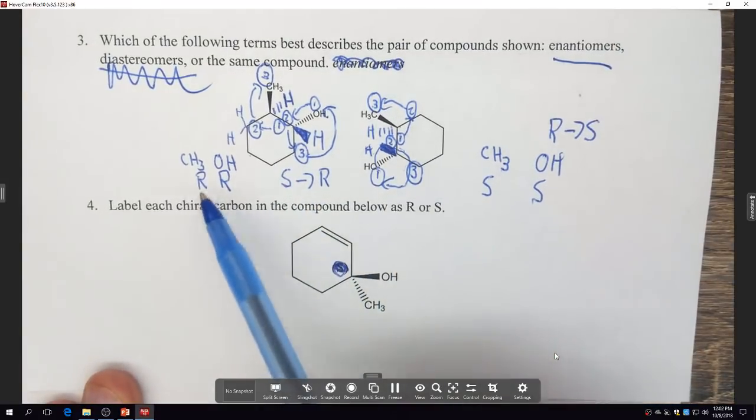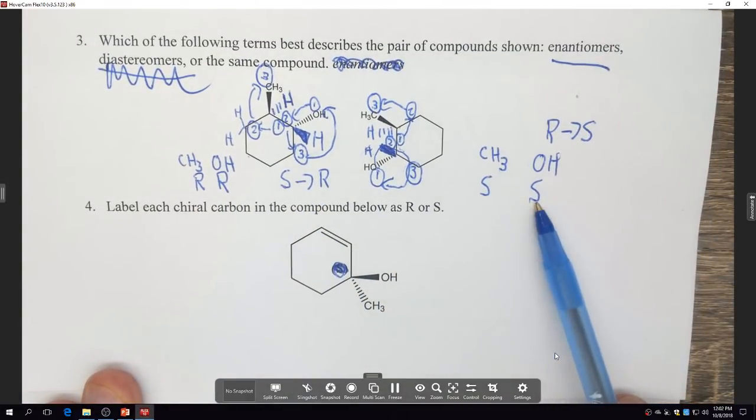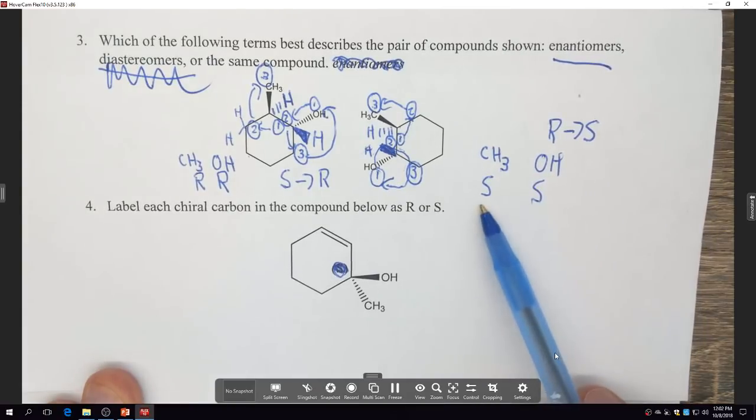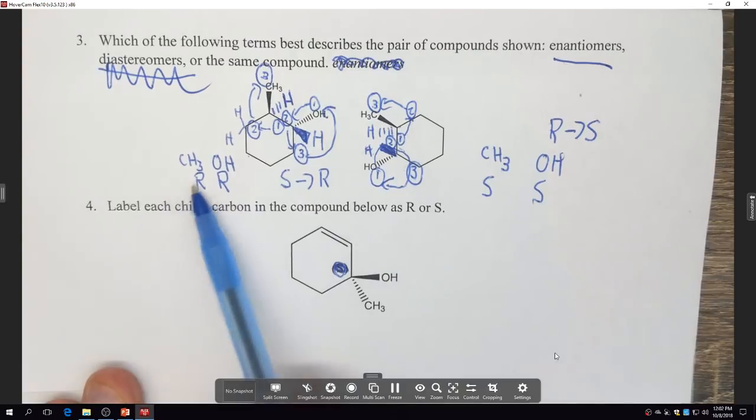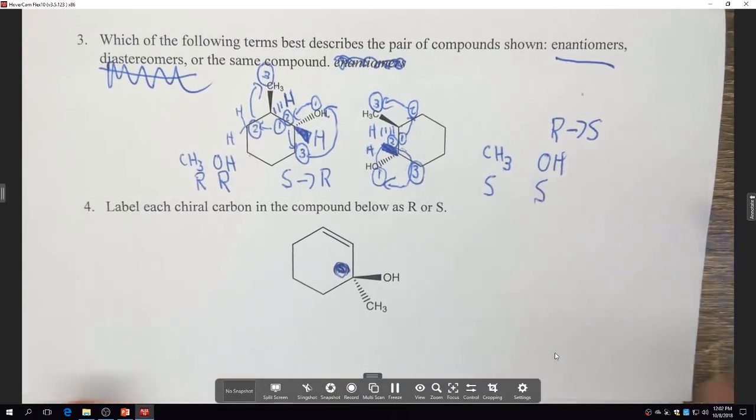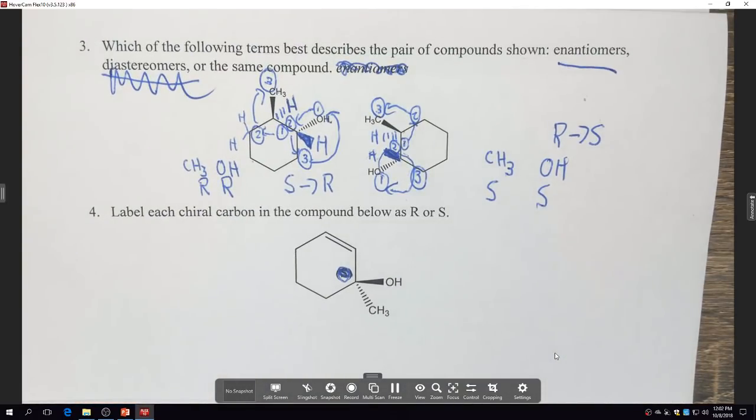If this had been RR and this had been RS, so only one switched and one stayed the same, then they're diastereomers. All right? And obviously if this is RR and this is RR, then they're just the same molecule. So it's a lot of work to figure out what the configuration is. You actually have to figure out whether everything is S and R, S or R. All right, let's do another one.